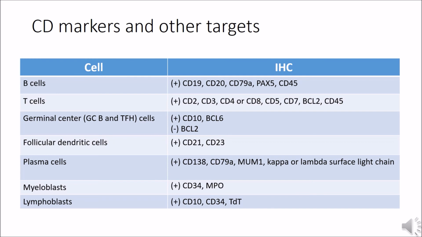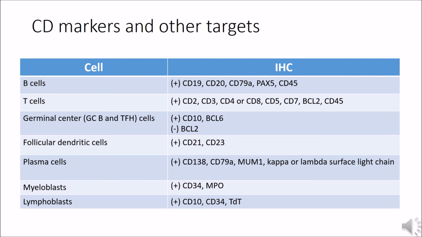leukocyte antigen CD45. Germinal centers contain germinal center B cells and T follicular helper T cells. In addition to expressing B and T cell markers, they express CD10 and BCL6. Germinal centers are negative for BCL2. Follicular dendritic cells are found within germinal centers and express CD21 and CD23.